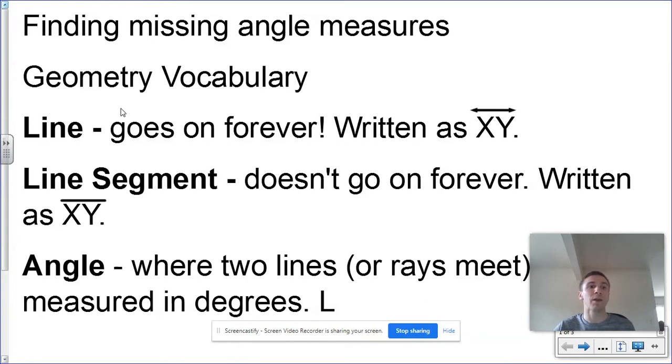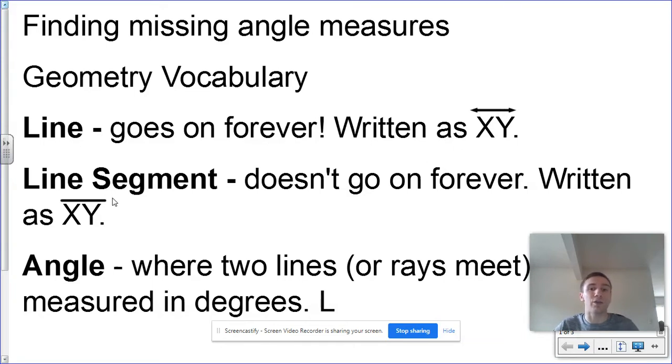And one of those words is a line, and a line goes on forever and ever and ever. It really never ends. And it's written as line XY, okay? Those two letters might be different depending on what points are actually on the line. But the symbol with the arrows up top is always going to represent a line.